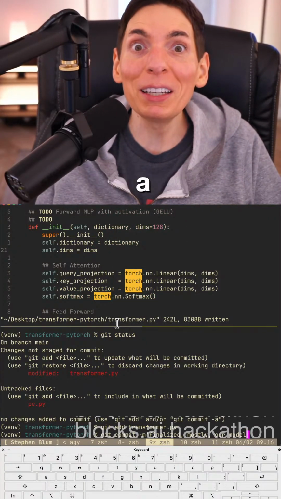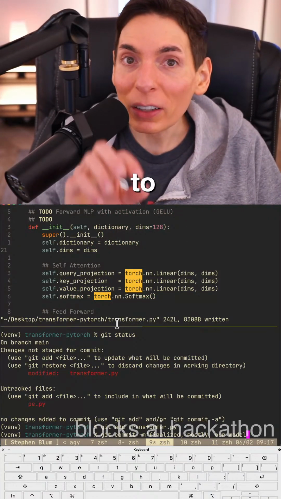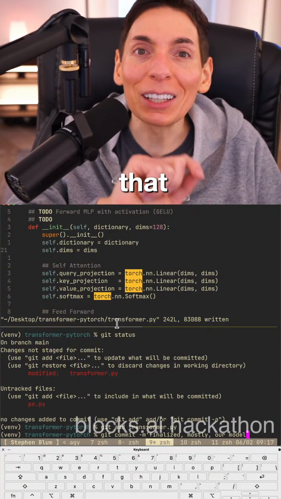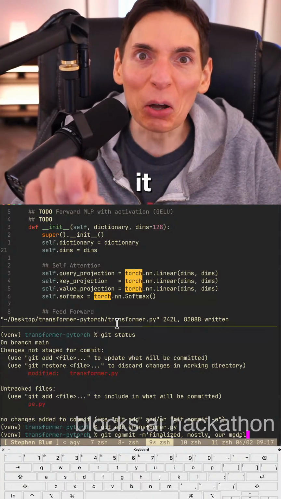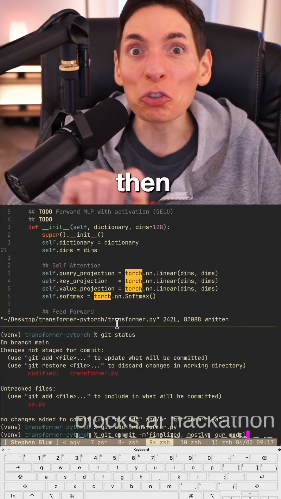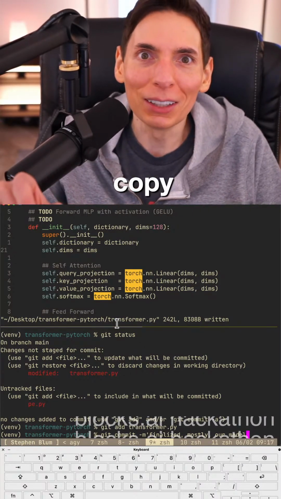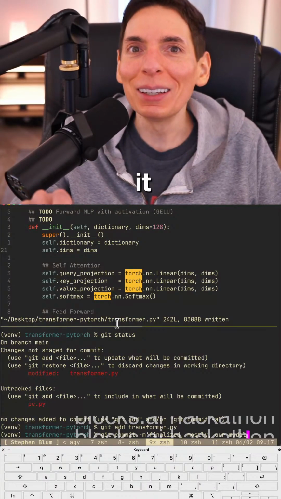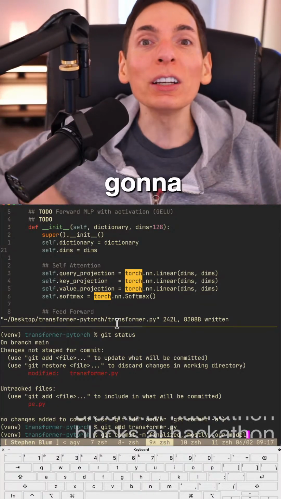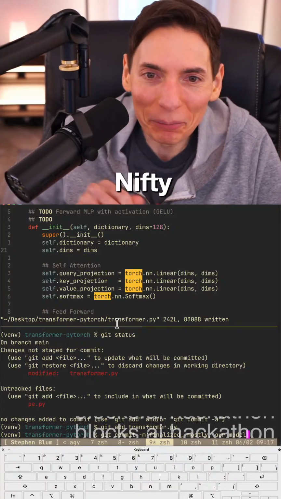We finalized mostly our model. We're currently building a mini ChatGPT. We're going to train it on the data of the code file that is used to train itself. And then it's going to be able to create a copy of itself and then train that to create another copy. Is it worthwhile? There's no point. We're gonna do it anyway because it's nifty.